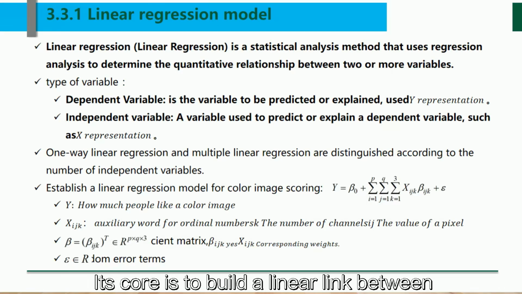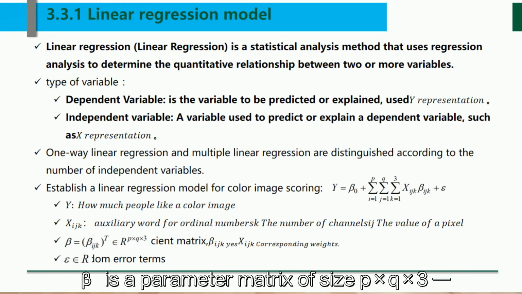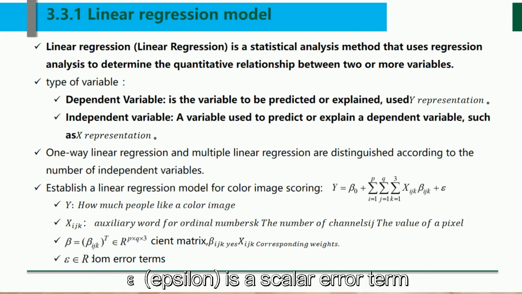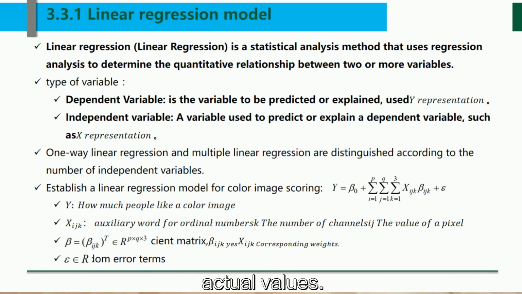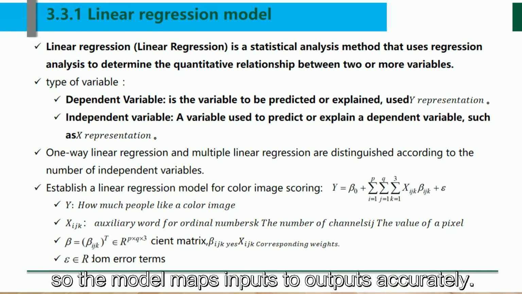Its core is to build a linear link between inputs and continuous outputs. Here, beta is a parameter matrix of size p multiplied by q multiplied by 3. These are the weights the model will learn. Epsilon is a scalar error term, representing the gap between predicted and actual values. Our goal is to optimize beta to minimize epsilon, so the model maps inputs to outputs accurately.